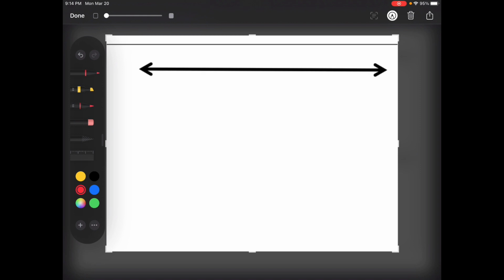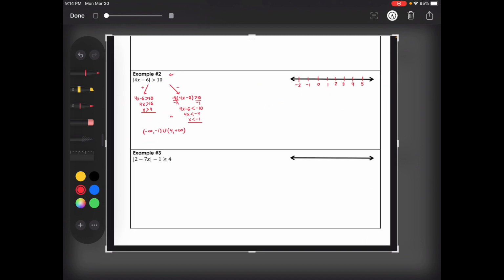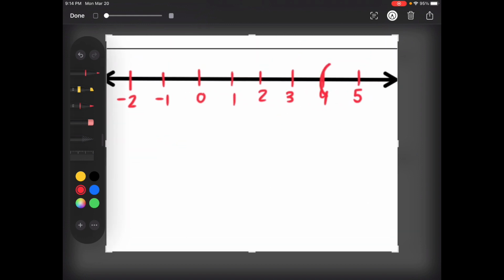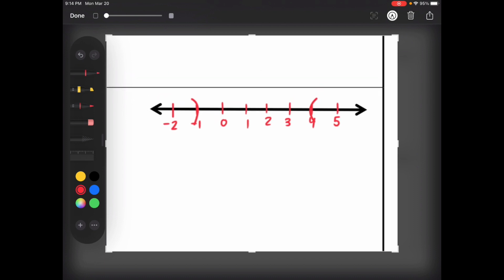So on my number line, it's values that are greater than 4 and less than -1. And as you can see, it's excluding all these values here.